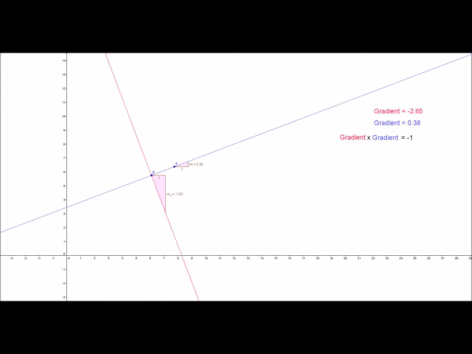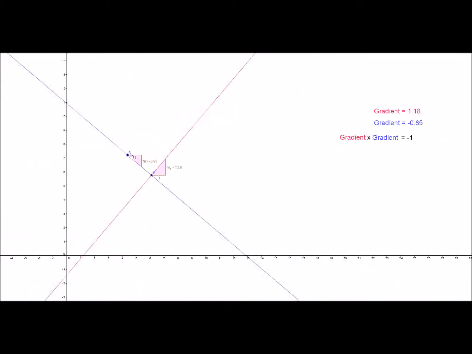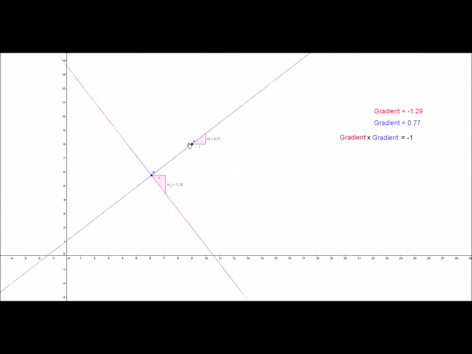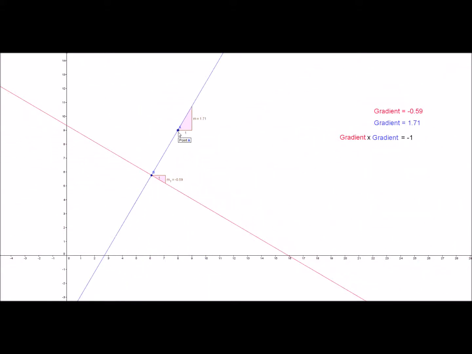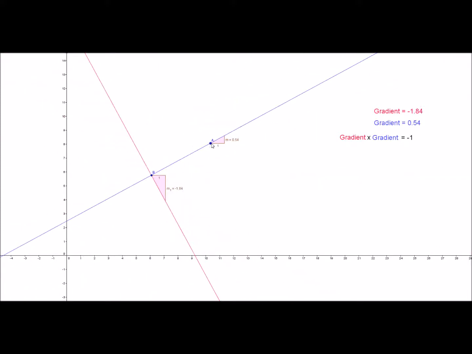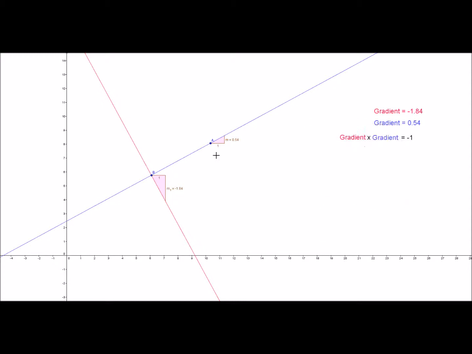Here we have a GeoGebra file I set up before, and this time the lines are always perpendicular. So that means that they are always at right angles. And you can see now that the gradients aren't the same, but there is a connection between them. And that is, if I do the gradient of the red line multiplied by the gradient of the blue line, I get -1. Just to prove to you that this is worked out, I've not just entered -1, it's doing the gradient m, which is this gradient here, times the gradient m1, which is this gradient down here, and it is finding that it is always -1.